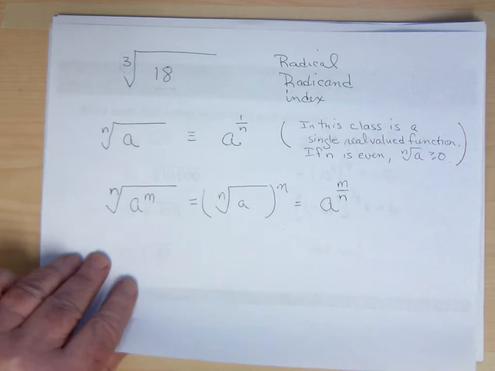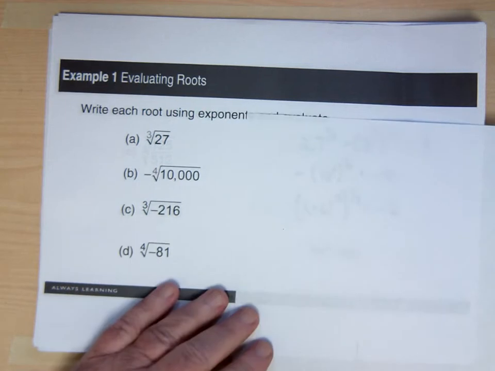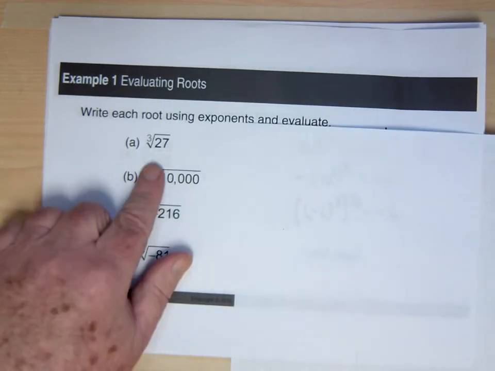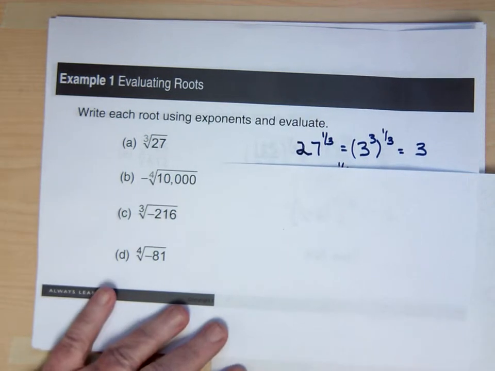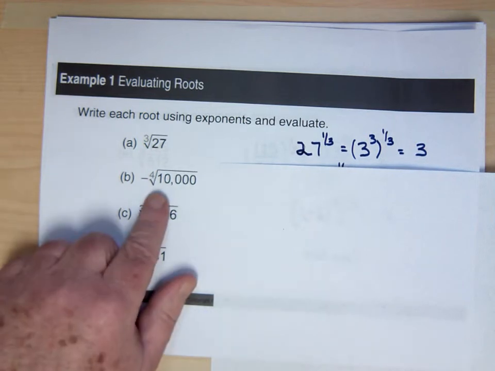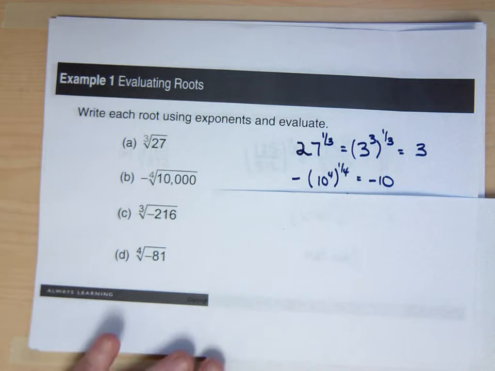Let's do some calculation examples then. So here we're looking at 27 raised to the 1/3, and 27 is known to be 3 cubed, and so I end up with 3 as an answer. And the next problem, we do the radical first, so this is minus, and then this is the 4th root of 10 to the 4th, and so the answer is going to be minus 10.